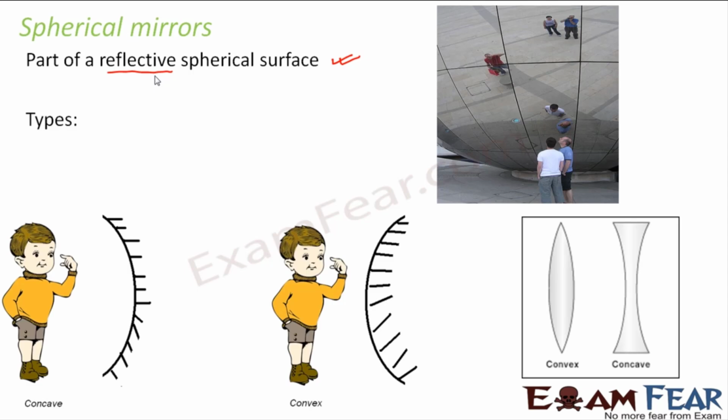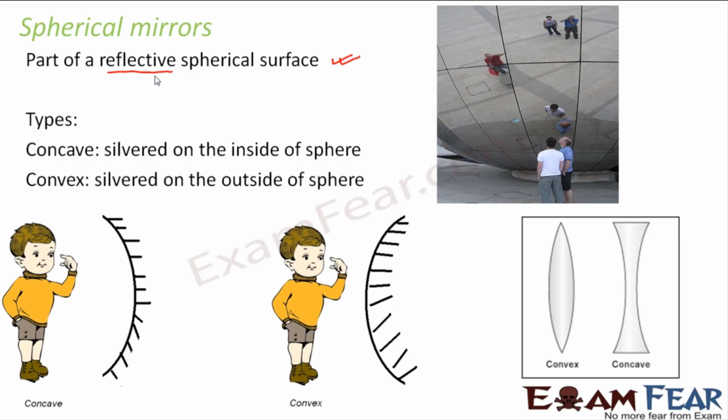Now there are various types of spherical mirrors. The major two types are the concave mirror and the convex mirror. So what is a concave mirror? A concave mirror is the one which is silvered on the inside of the sphere. Generally, the mirrors which you see are concave mirrors, and convex mirrors are something we use in our day-to-day life, but they are not exactly in the shape of a sphere. It is basically a part of the sphere.